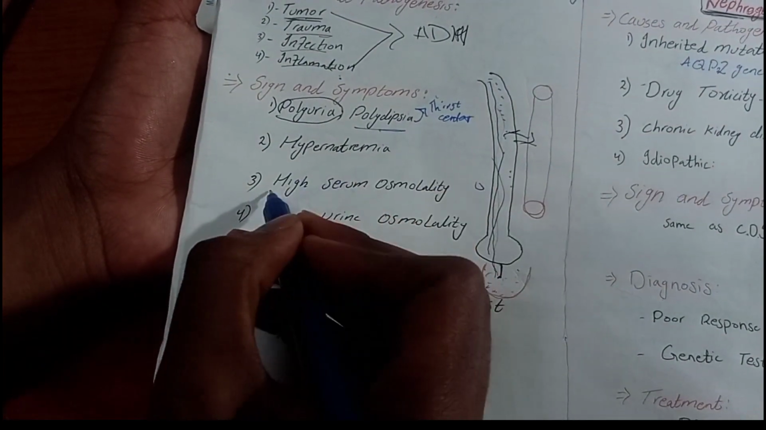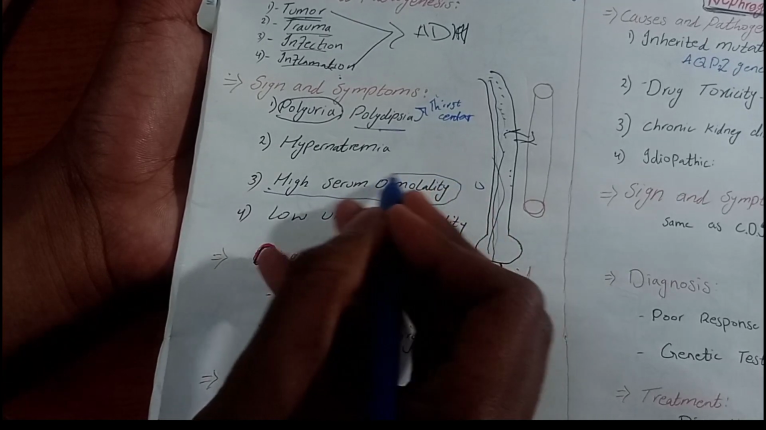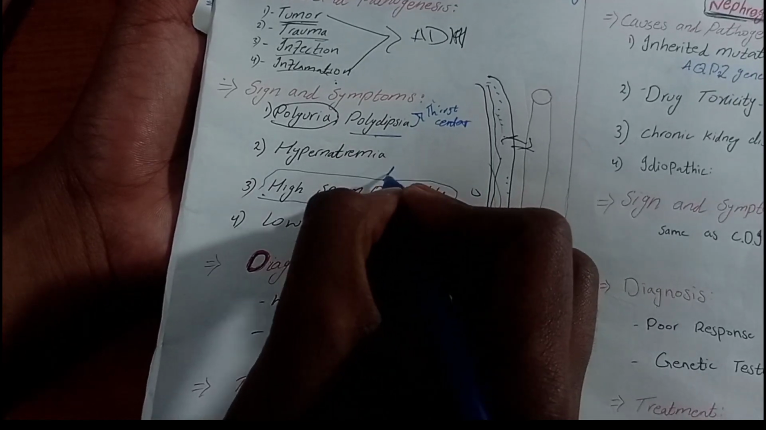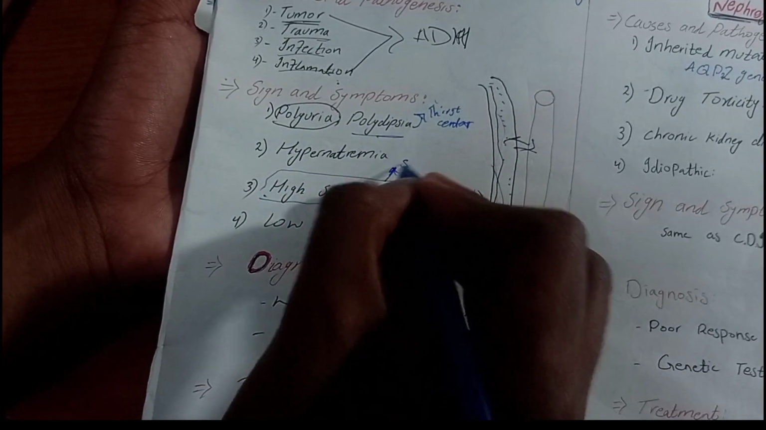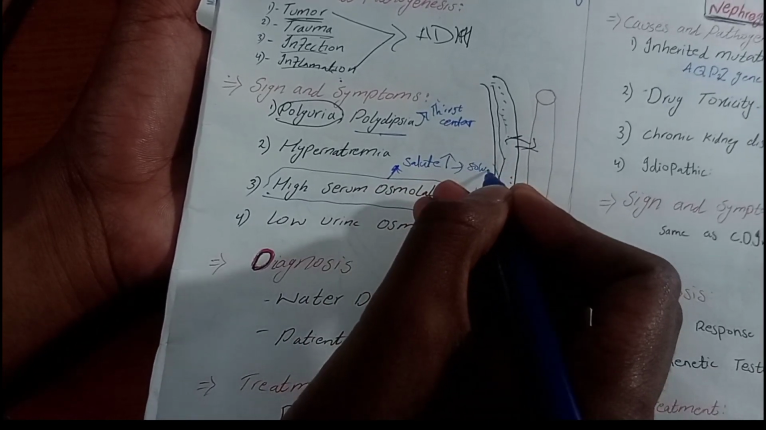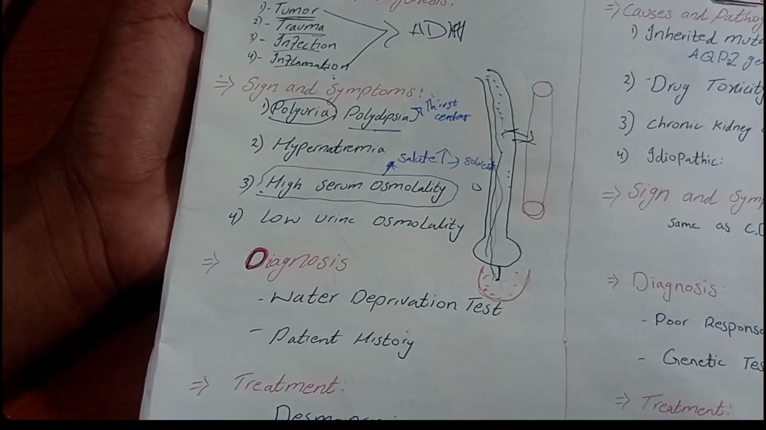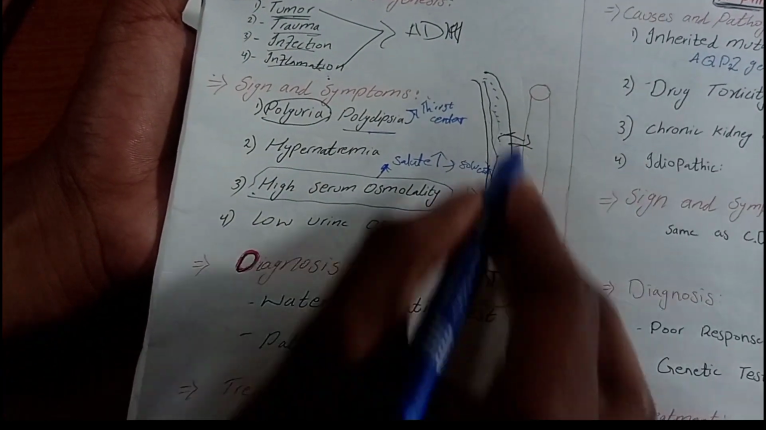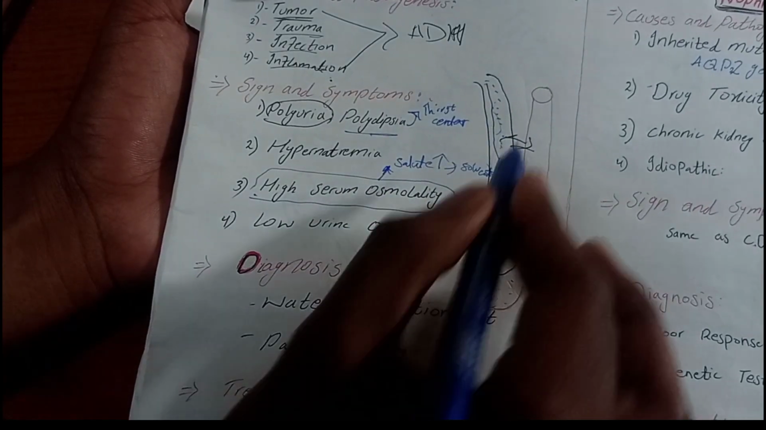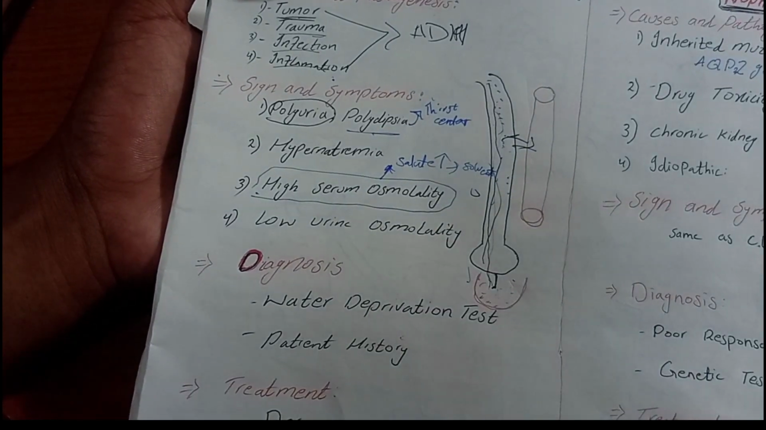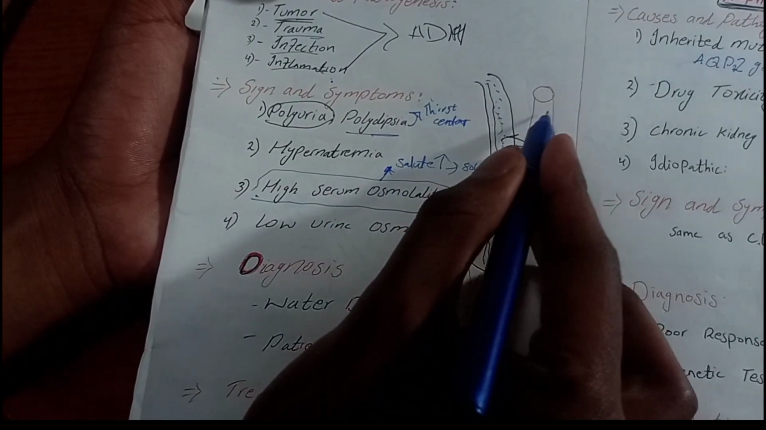Then the third most common symptom is high serum osmolality. What is serum osmolality? Serum osmolality means the quantity of solute is higher than solvent. What does it mean? For example, look here, all the water is lost because no ADH is present, no pore formation, no water saved here, and all the water is lost. So all that remains here is blood.